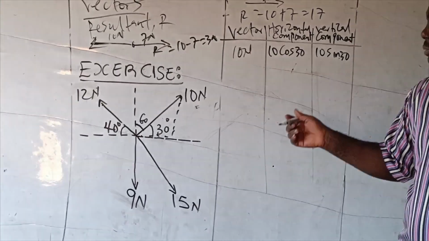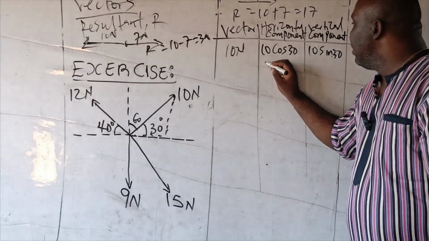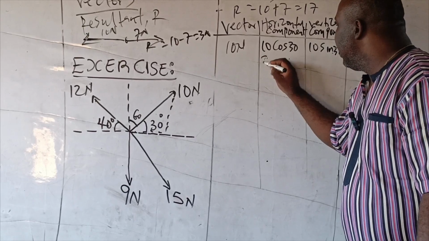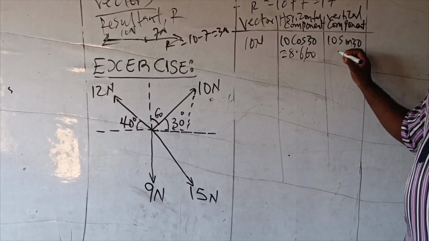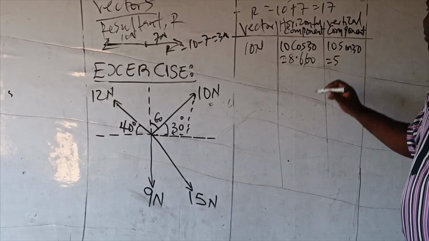So 10 cos 30 will give us what? 8.660. Then 10 sin 30 will give us what? 5.